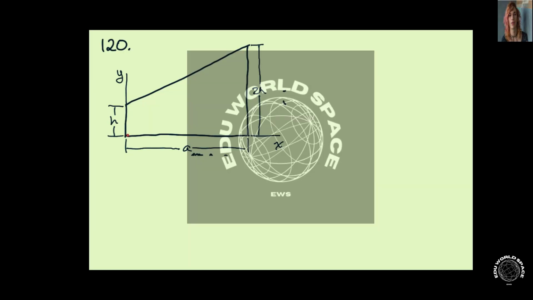We're told that we have this section here swept around the x-axis to form a solid. So what we have is basically a truncated cone that has a base radius of 2h and a top radius of h. And we want to find the mass moment about the x-axis here.